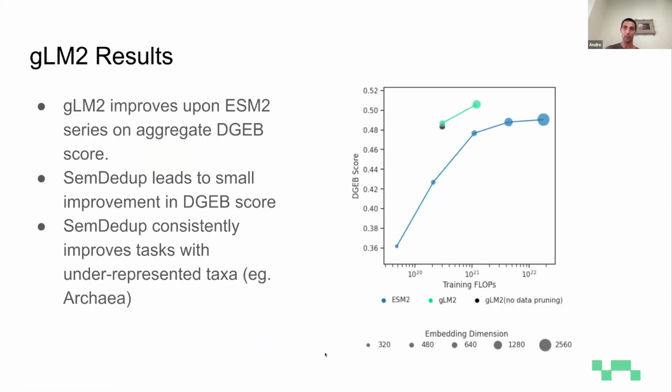So in terms of results, we compared to the ESM2 series. And the results are that for an equal number of training flops, we see an improvement in the overall DGEB score, which is essentially just averaged over all the tasks. And there is a slight improvement from before pruning to after pruning the dataset. When we look closer, we see that most consistently there's an improvement in underrepresented taxa, for example, archaeal tasks have a consistent improvement.